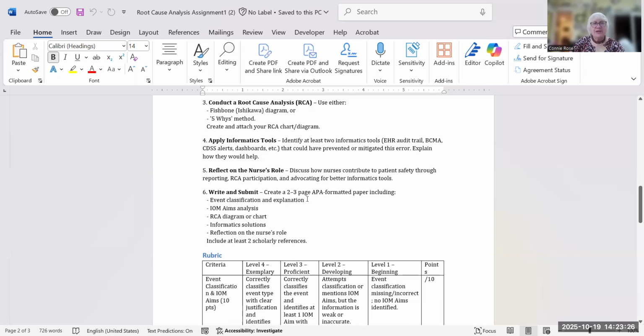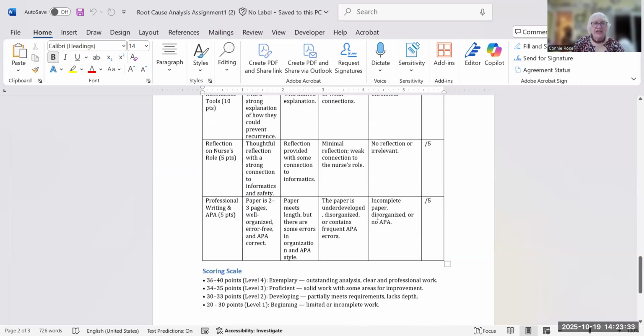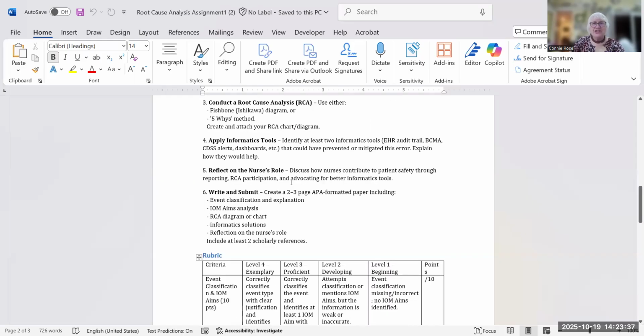It's going to be a 2 to 3 page APA formatted paper. All right. The rubric is included here, so you can go ahead and look at that, so that you make sure that you get all the points.